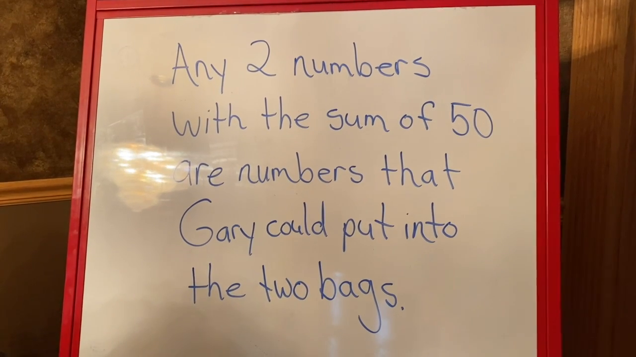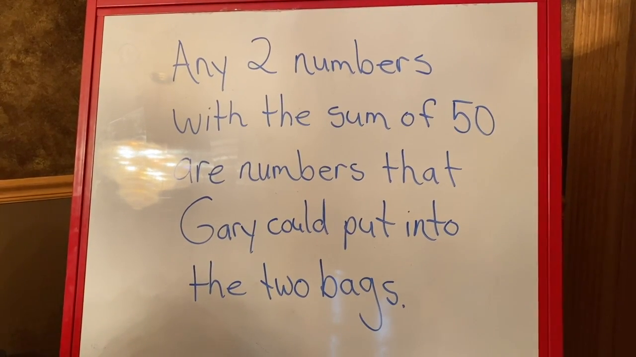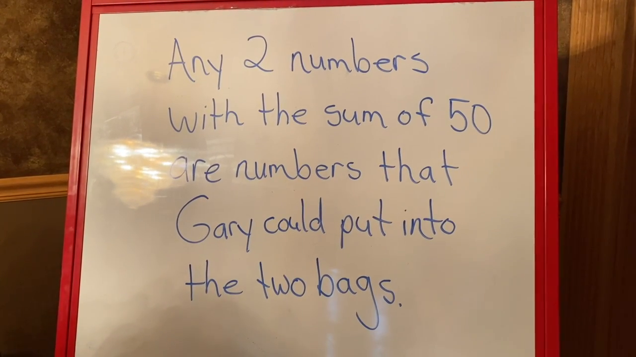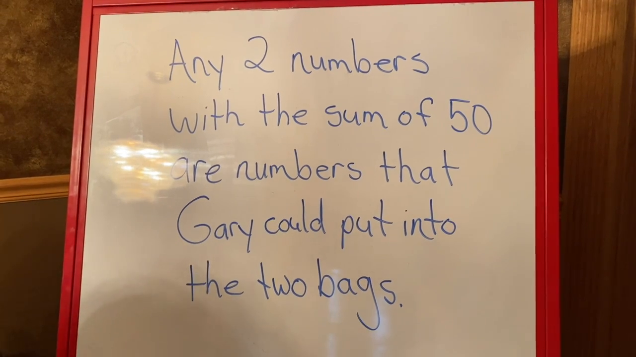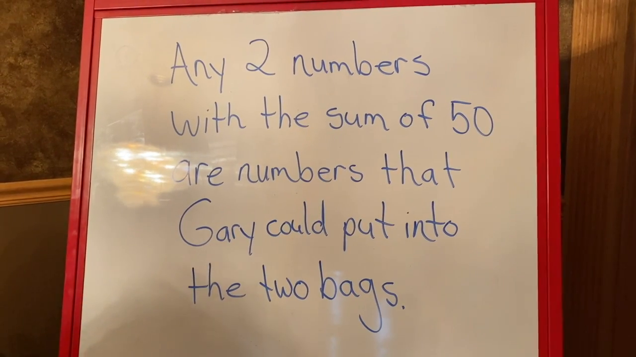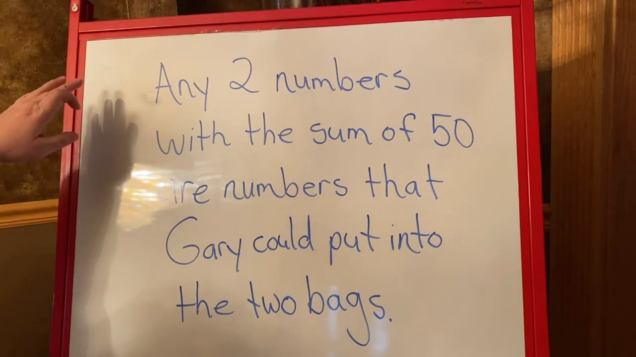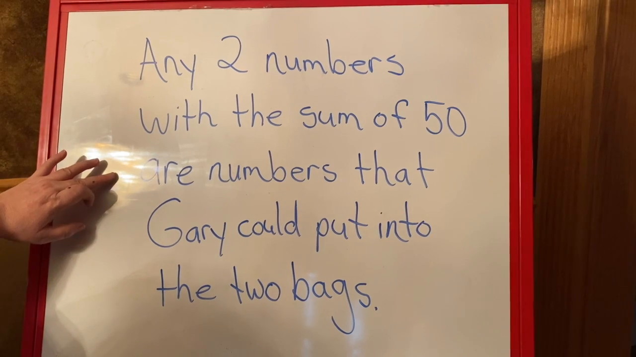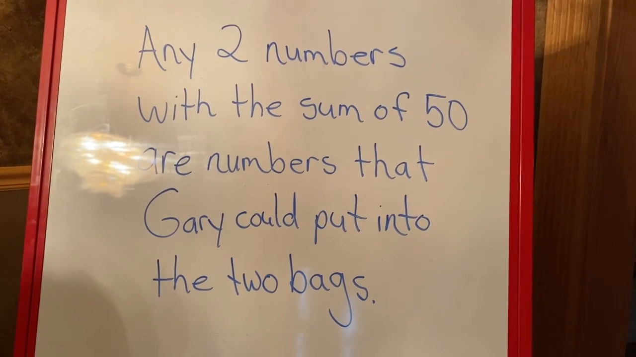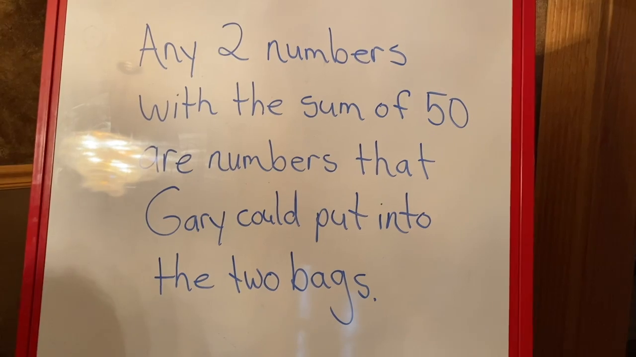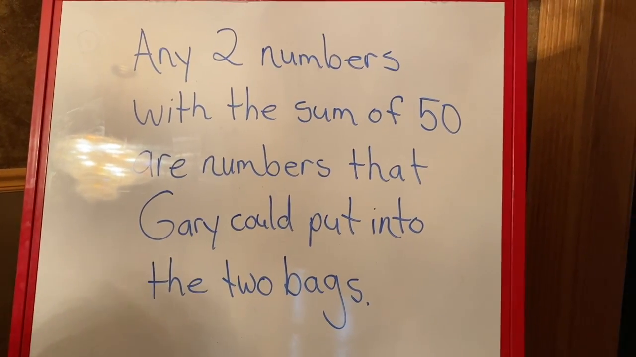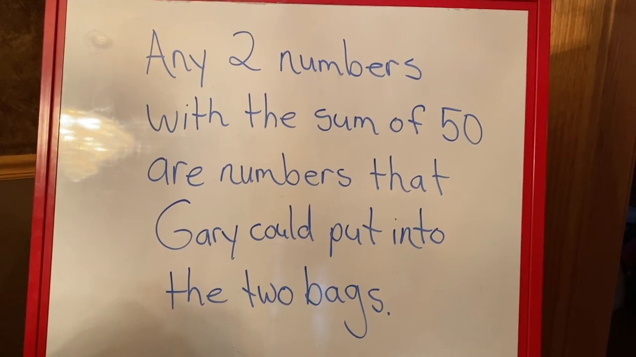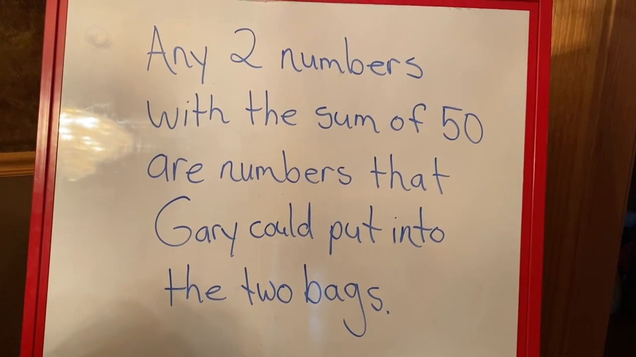So he could have put 48 in one bag and 2 in another bag. He could have put 46 in one bag and 4 in another bag. He could have put 25 in one bag and 25 in the other bag. As long as you write this down, any 2 numbers with the sum of 50 are numbers that Gary could put into the 2 bags. I'll give you a second to write that.